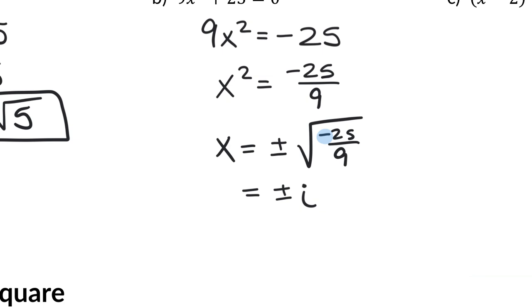Now this is a fact of radicals most students forget. You can split the radical to top and bottom, meaning the square root of 25/9 is the same as the square root of 25 over the square root of 9. See how I split it to top and bottom? So this is just plus or minus 5 over 3 i.